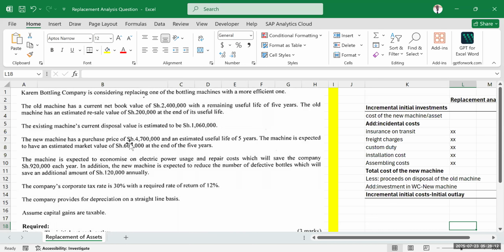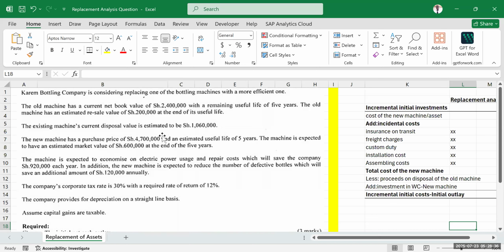So this 600 that you will realize when you dispose this new machine, what do you do with it? How do you handle it and what effect does it have? That informs what we call incremental terminal cash flows. Remember, you are buying the new machine and then you also at some point will dispose it off.